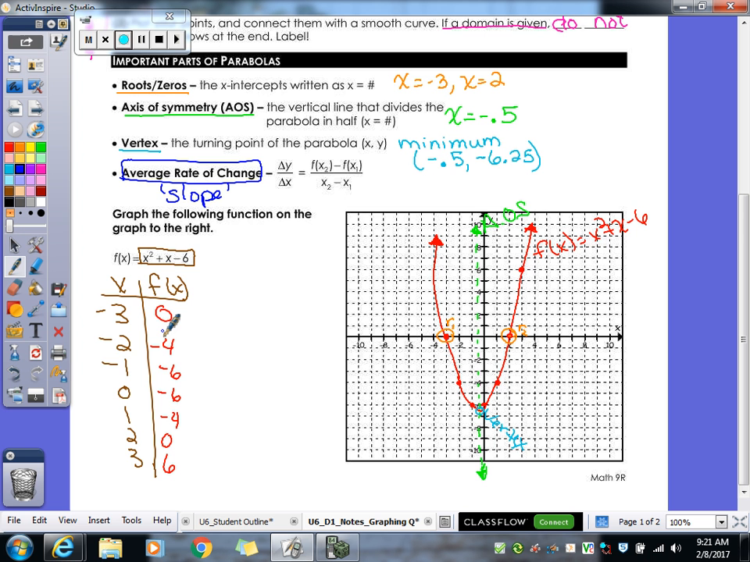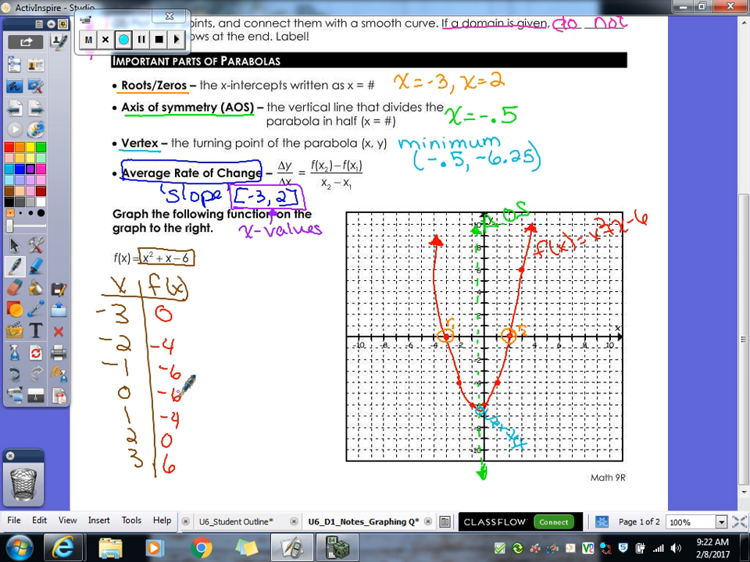So let's try, let's see here. Negative 3 to 2. That is one way that they could write it. They would ask you to find the average rate of change, and they would give you this interval. So what you have to remember is those are your x values. Whenever they ask you to find the average rate of change, they're always going to give you the two x values that they want you to find it between.